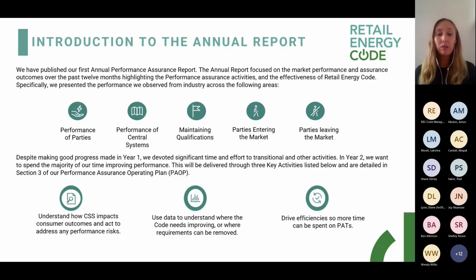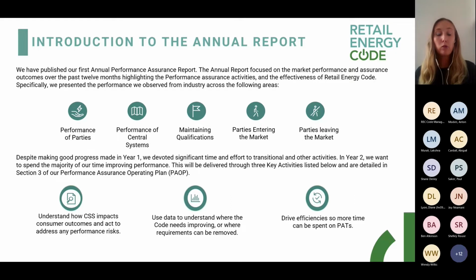As we've come to the end of our first year of operation, it focuses on the activity in the past 12 months and highlights our performance assurance activities within that. The way that we've structured the report is in 5 key areas which focus on the performance of parties, what the data showed in the first 12 months, also the performance of central systems, what the data showed on those that are maintaining their qualification over the year, and also parties who are entering and leaving the market. So they're the key areas that Anton's going to talk you through a little bit more in terms of what the key themes showed from that first year.